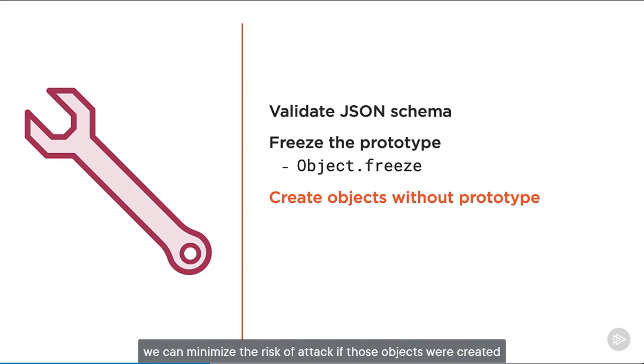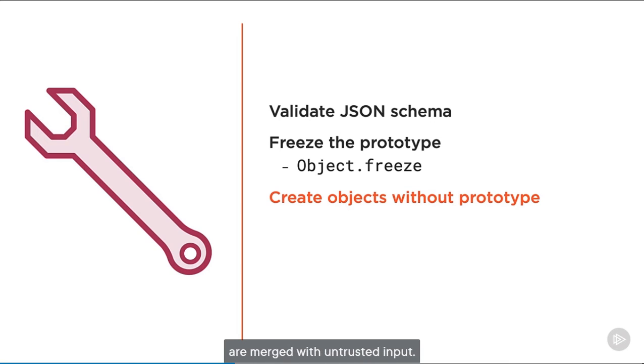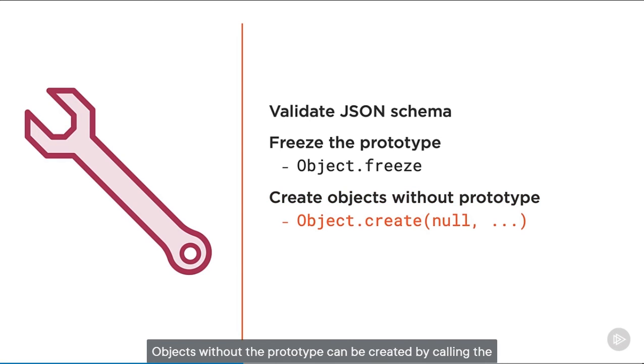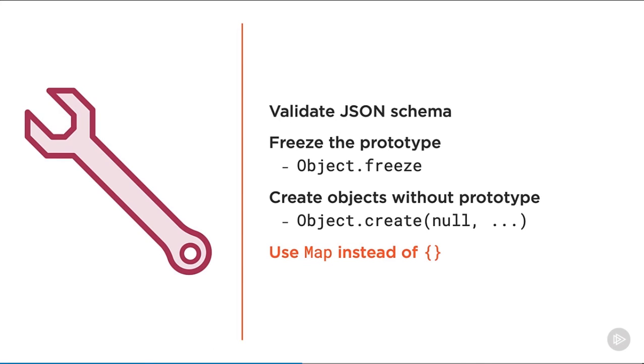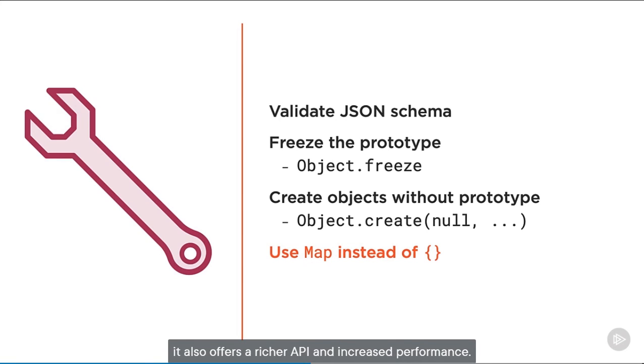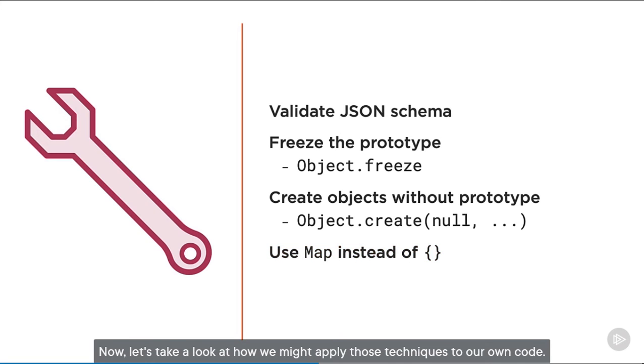Some objects do not need to inherit any properties or methods. In such cases, we can minimize the risk of attack if those objects were created without a prototype. This may be a good choice for objects that are merged with untrusted input. Objects without the prototype can be created by calling the Object.create method with the first parameter equal to null. Using objects to store key-value pairs is a popular JavaScript idiom. Another way to achieve the same goal is to use a Map. In addition to preventing prototype pollution, it also offers a richer API and increased performance. Now, let's take a look at how we might apply those techniques to our own code.